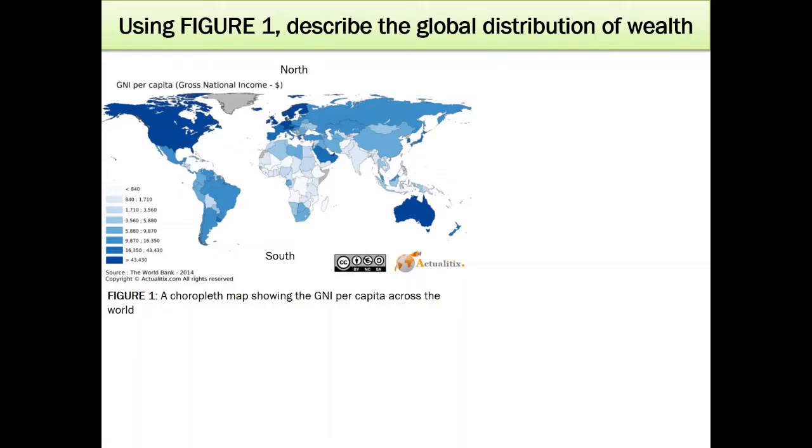So you're going to use the key on the side to look at the different countries and continents to answer this question.